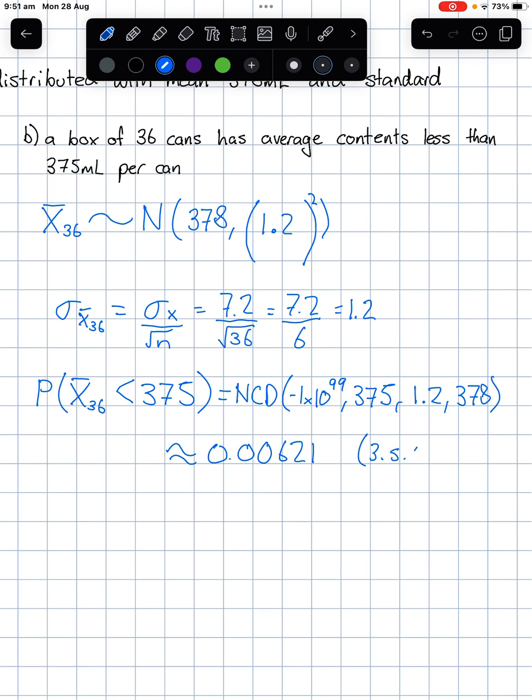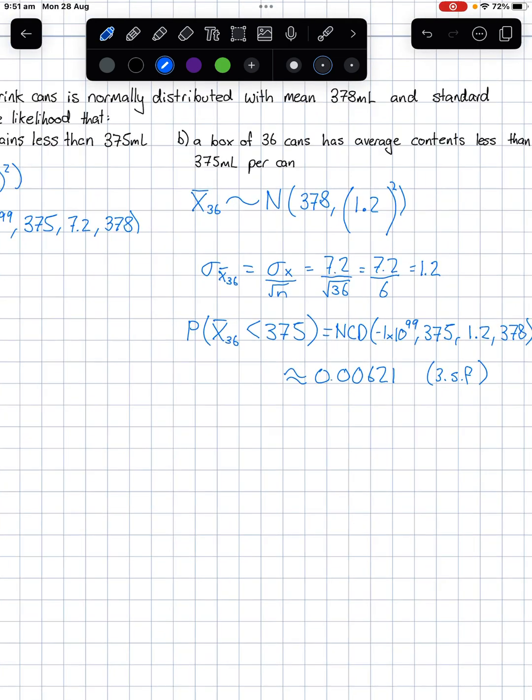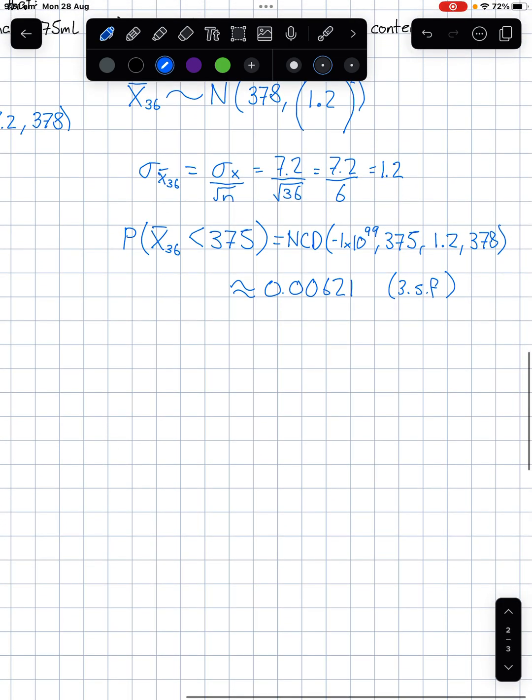3 sig figs, okay? And that means, if you think about this probability, that's 0.6% chance. So I'm going to actually write this answer out because it's from our text, but I think the answer helps the question make more sense.